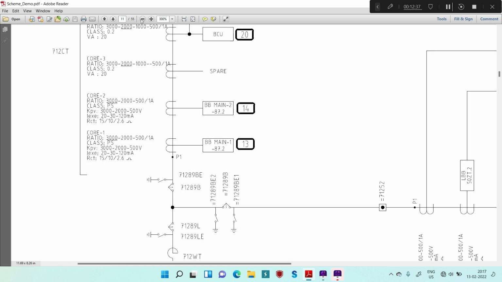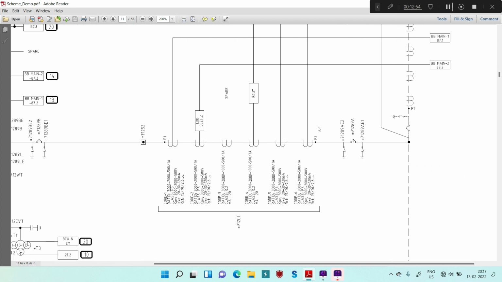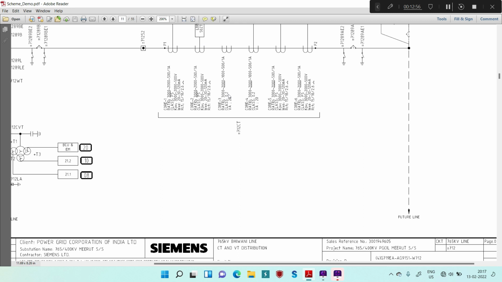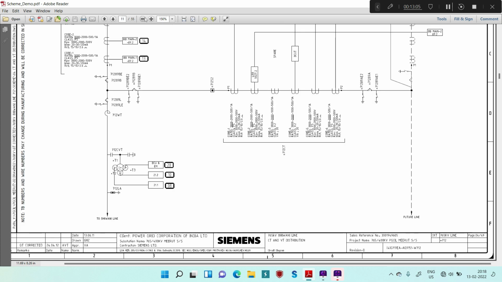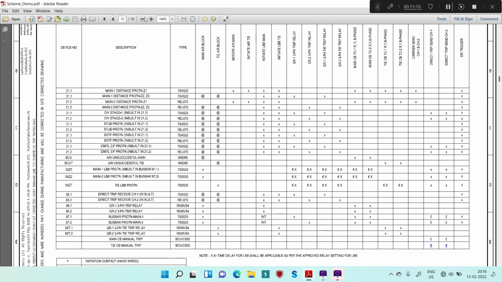Now moving to the next page, but before that, you can see that in tie CT we have already used 3 cores: 1 and 2 for main 1 and main 2 distance protection, and core 3 for metering. The remaining 3 cores you can use for the other side feeder. So if you have a second feeder on this side, then these 3 cores will be used in parallel with the main bay CT of the other side feeder. Now moving to the next page. This page shows the tripping matrix, which is not important at present, but we will discuss this tripping matrix later on.